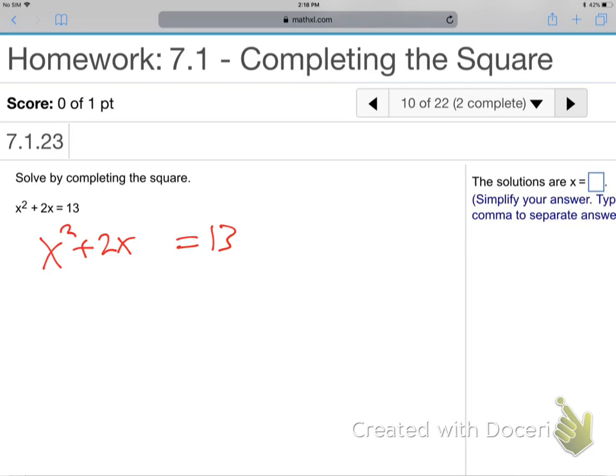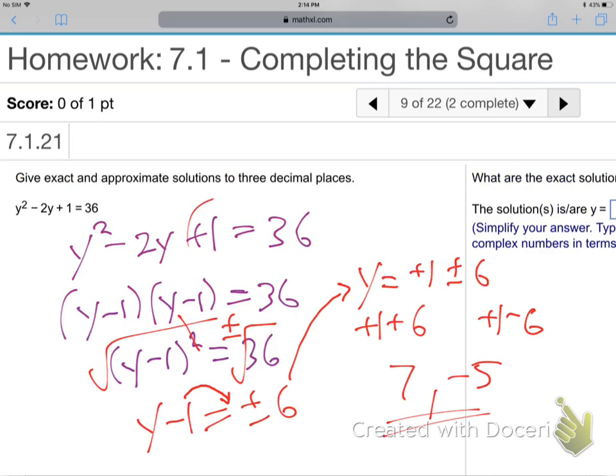How are we going to solve this problem? Now they're missing the third number. What do I mean? Let's go back. Let's compare. See how right here they have the third number there for me?